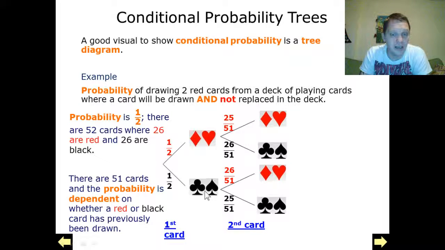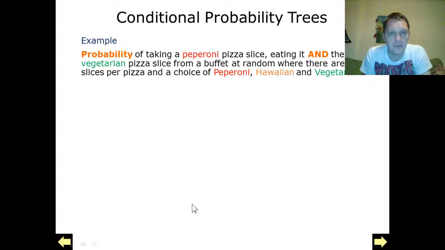On this choice, if we took out a black card, there are still 26 red cards, but there are 25 black cards left in the pack. And if we were looking at the probability of drawing out a red and then a red, we'll be looking along these branches. So it helps us actually calculate probabilities and show it in a more straightforward fashion.